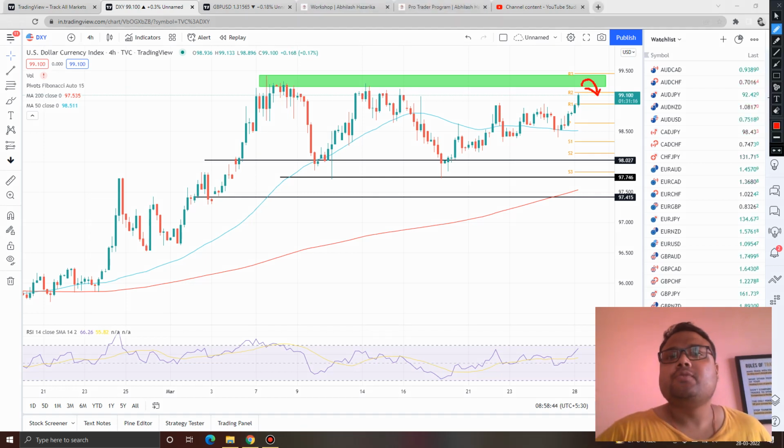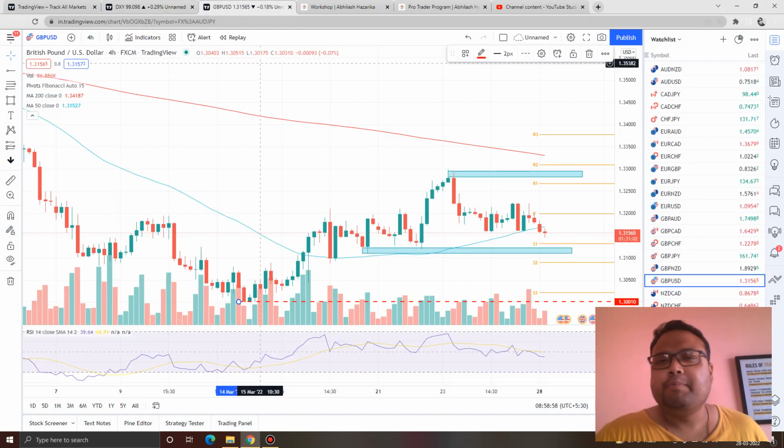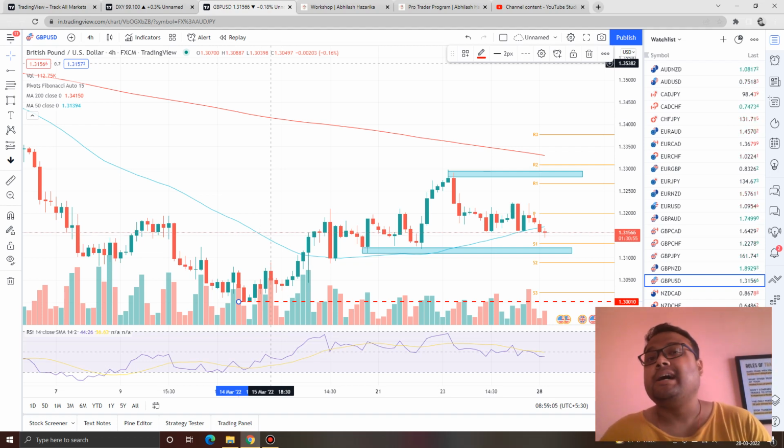If DXY faces selling pressure and reverses from the resistance zone, then we will see recovery on the Euro USD, GBP USD, Gold USD. So in that case, if DXY reverses, you can try to go for GBP USD if you are in love with GBP USD. But personally, I'll suggest you that you should be going for other pairs.